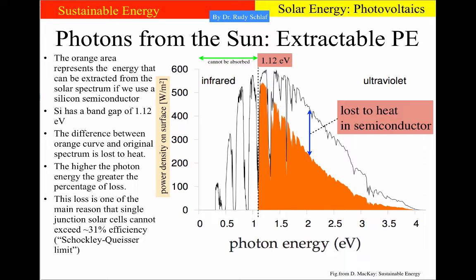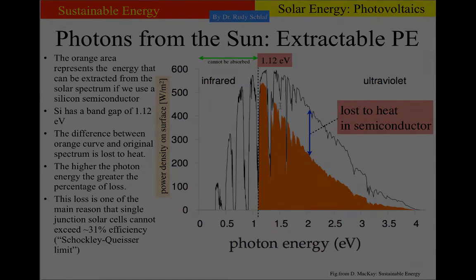There is a way to reduce these losses, and that is by using a multi-junction solar cell that is composed of a number of semiconductor materials that have different band gaps that are matched to certain parts of the spectrum. With that, one can minimize the heat loss and thereby achieve a better efficiency. The price is, of course, a more complex design that is more expensive to manufacture.